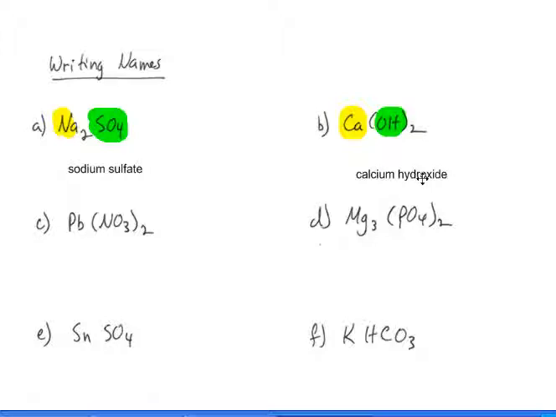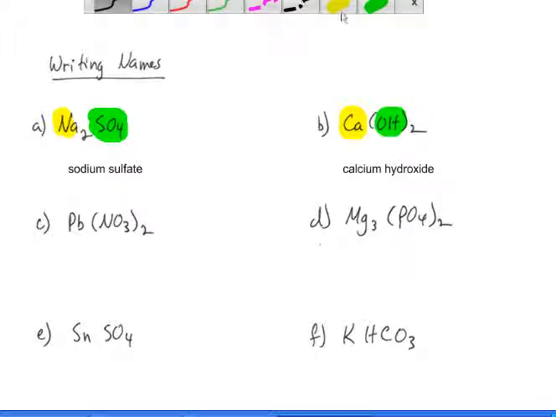That's it. And of course, why do we have this 2 here? Calcium, if you look back, is 2 positive. Hydroxide is 1 negative. So we need to have 2 of these to balance one of these. That's why we have that 2 there. Okay? Moving on here, let's take a look.